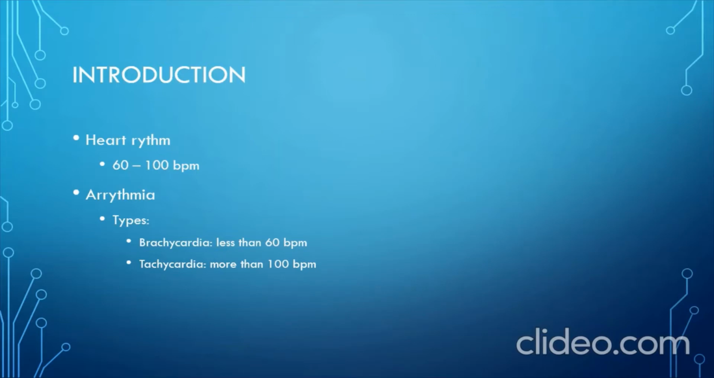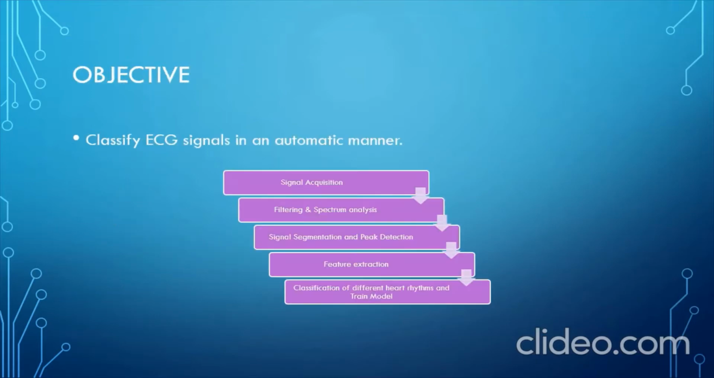An arrhythmia is an alteration of the normal heart rhythm, and there are two main types, bradycardia and tachycardia. The first one is when the heart beats slower than usual, less than 60 beats per minute, and the second one is when it beats at a higher rhythm, more than 100 beats per minute.